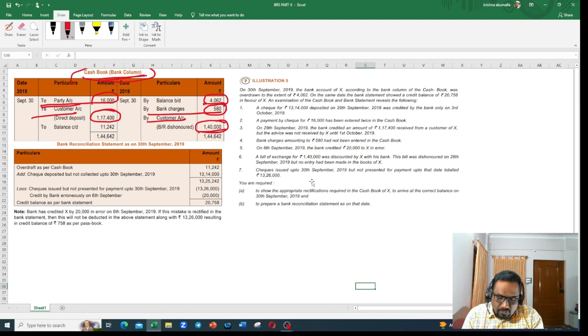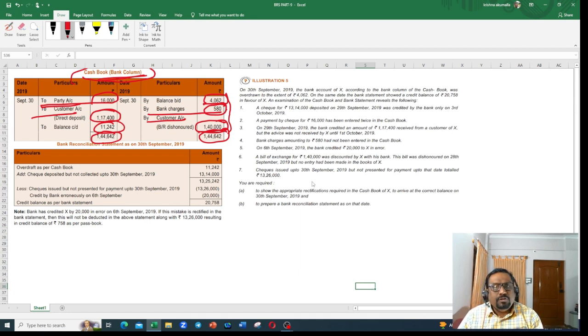What you are supposed to do is add this. When we add, it is coming to 1,44,642. Put that 1,44,642, balance it, and our cash balance is coming to 11,242. This 11,242: to balance carried down, by balance brought down. What is this to balance carried down, by balance brought down?